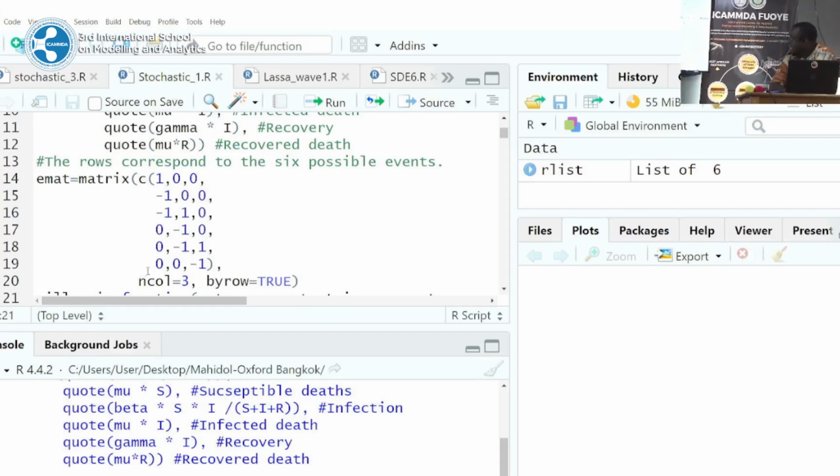And then the next event is gamma I. Gamma I is natural recovery, coming out of the I class and going into the R class. So for I it is -1, for R it is +1. And then the last one there is the mu R event, which is coming out of the recovered class, and then others are 0. So we run this as well.